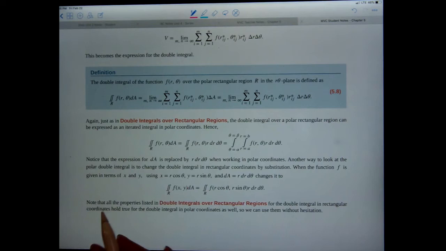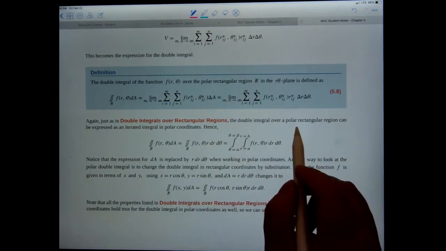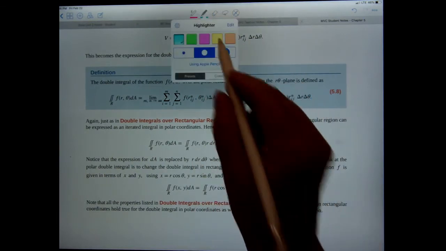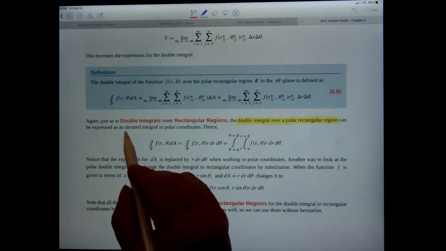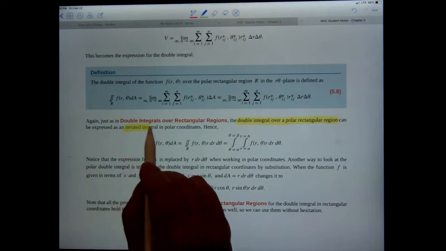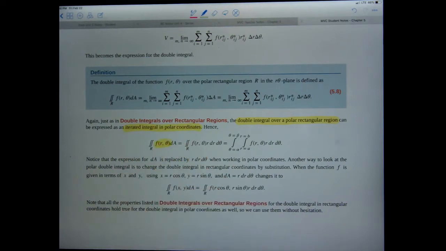We don't care as much about the Riemann sums. What we care about now is the integrals, okay? Notice how this integral looks. The double integral, let me change colors here. The double integral over a polar region can be expressed as an iterated integral in polar coordinates. So in other words, if the function, notice that that says f of r comma theta, that means the function is already polar. And it's over a region R.